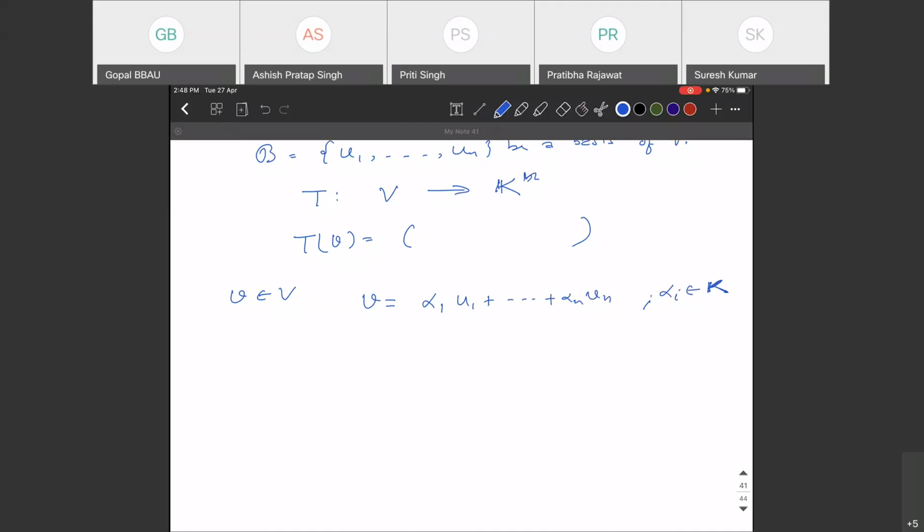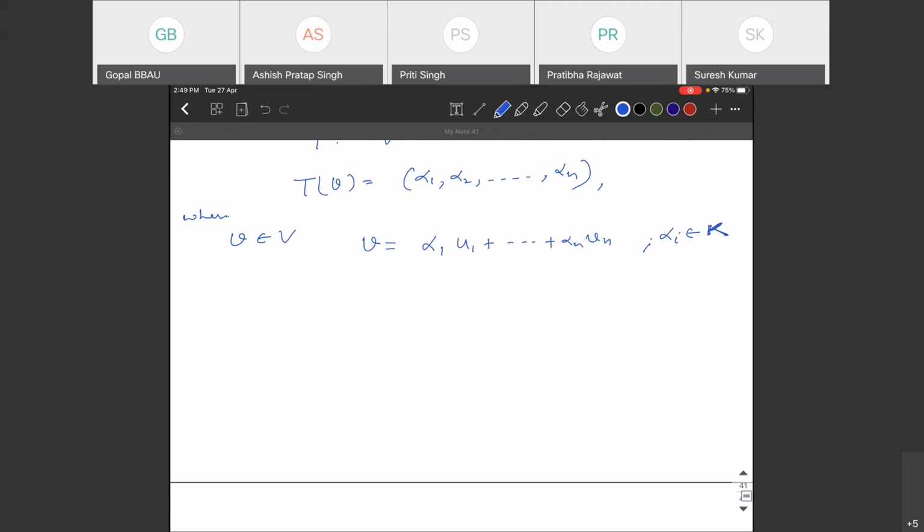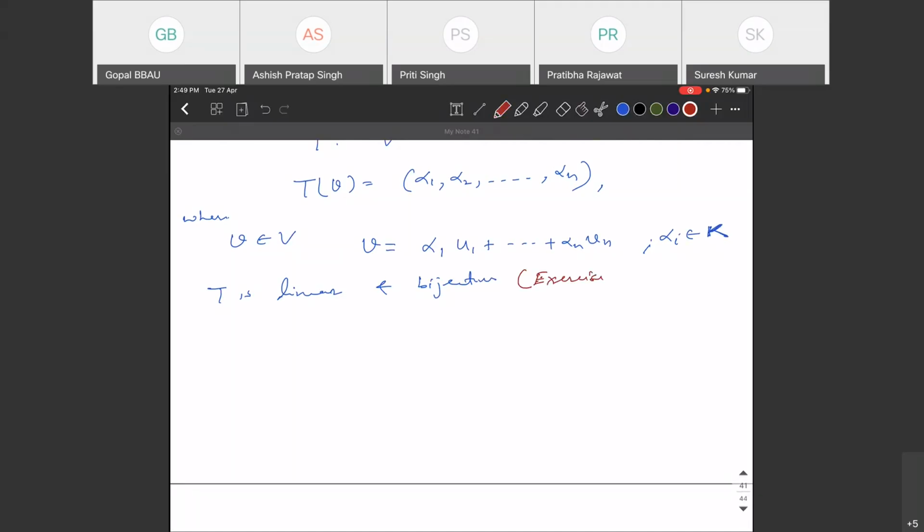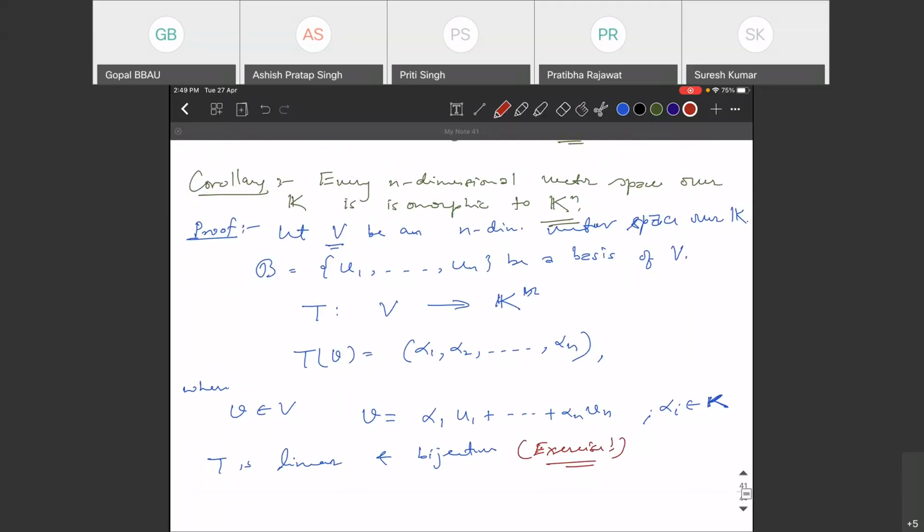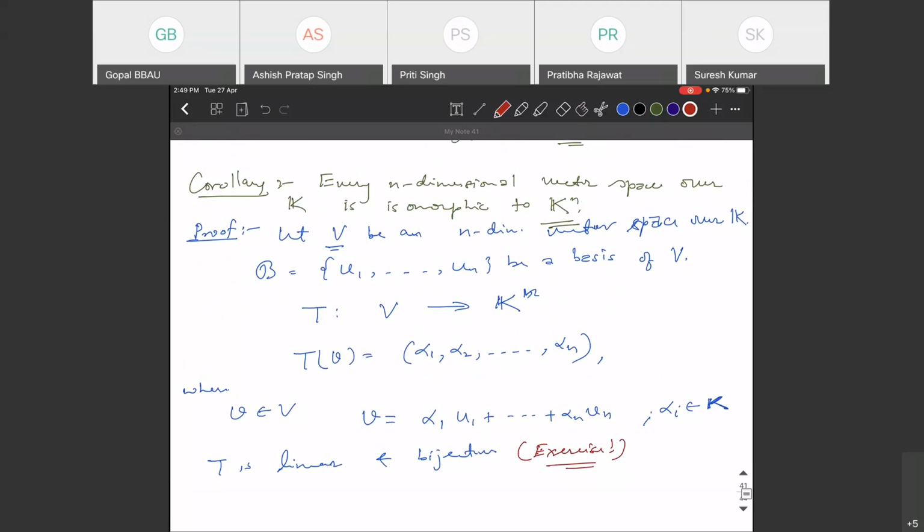So how will you define T? T of v will be (alpha 1, alpha 2, up to alpha n). So it is now an easy exercise. You have already proven above that this T is linear and bijective. So prove this; this is an exercise for you. This means we have shown that any n-dimensional vector space is in fact isomorphic to K^n.